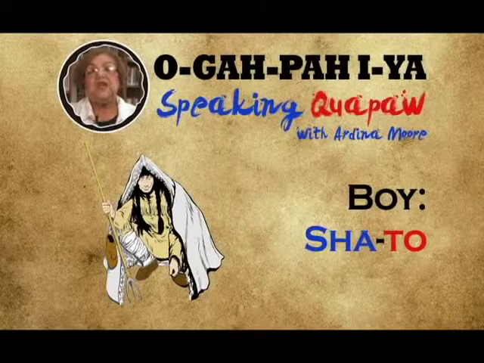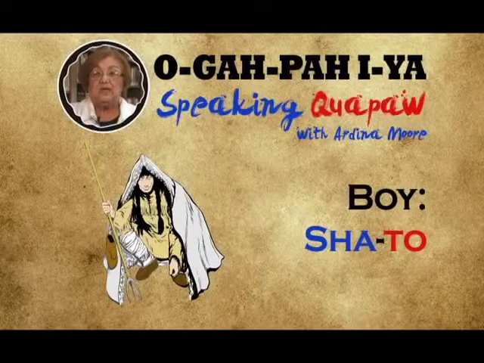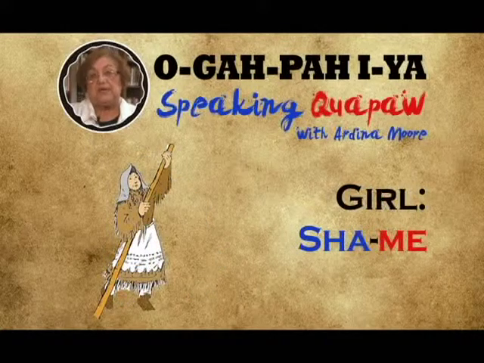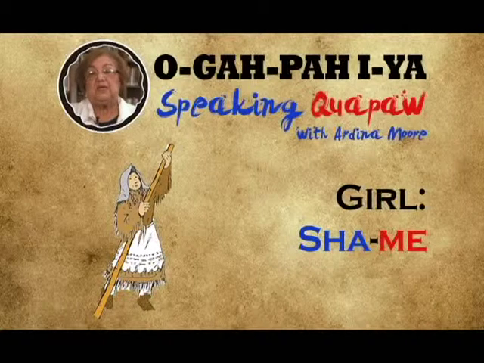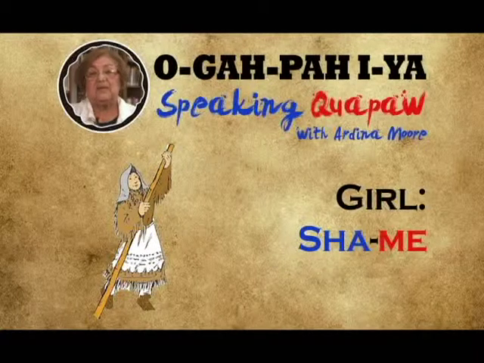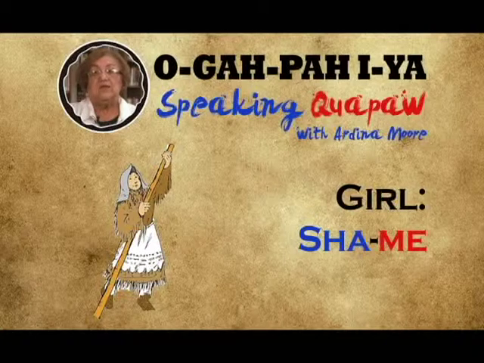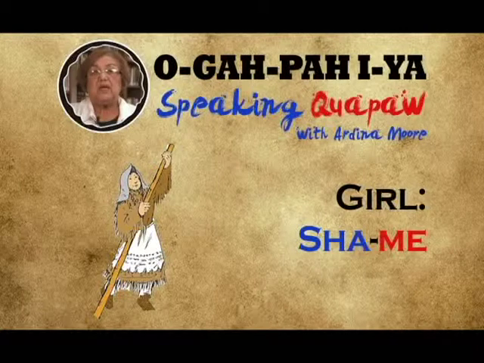And repeat that word over and over. It means boy. Shato. The word for girl is shami. Now those words, if you put the two together, say boy and girl, shato and shami.